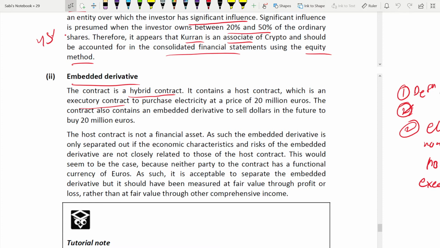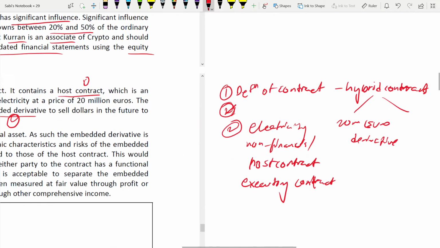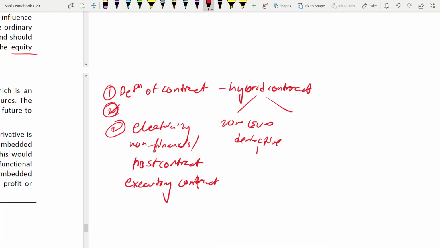So the contract also contains an embedded derivative. You have to mention this. First you talk about the host contract, number 1, second you talk about the embedded derivative, number 2. So number 2 is what? Embedded derivative. It comes from here. It's an embedded derivative that is also included there.